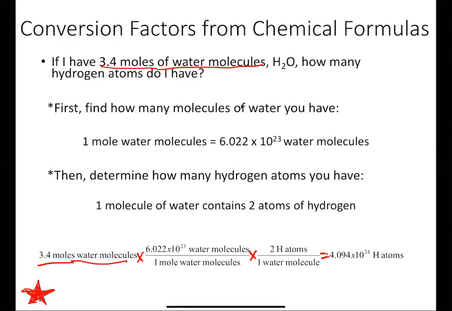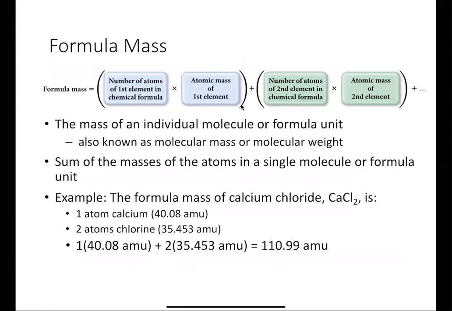And we know that in 1 mole of water molecules, there are 6.02 times 10 to the 23rd water molecules. So we're going to cancel out our moles of water molecules. And then in one molecule, there are 2 H atoms. So now we have 4.094 times 10 to the 24th hydrogen atoms in 3.4 moles of water. All right. So it's not so hard. You just have a new conversion factor that you need to use. But I think you guys got it.